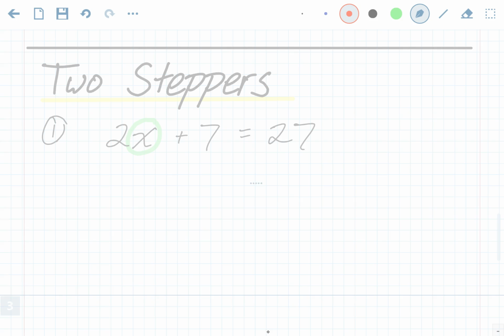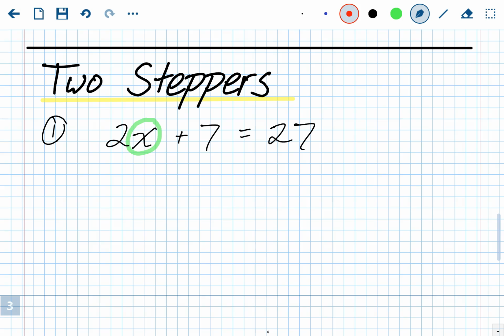Again, think reverse order of operations. You want to add or subtract first. So we need to get rid of this plus 7 first. You always start furthest away from the variable. So we're going to do minus 7 on both sides.